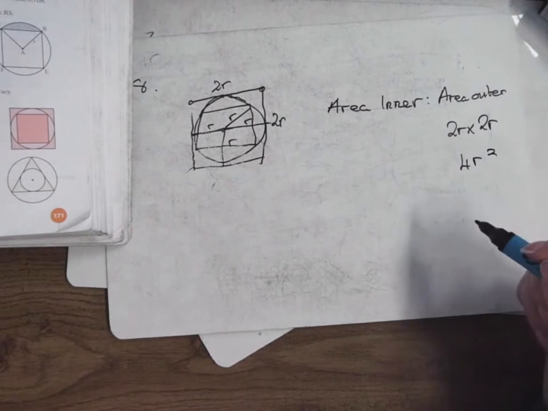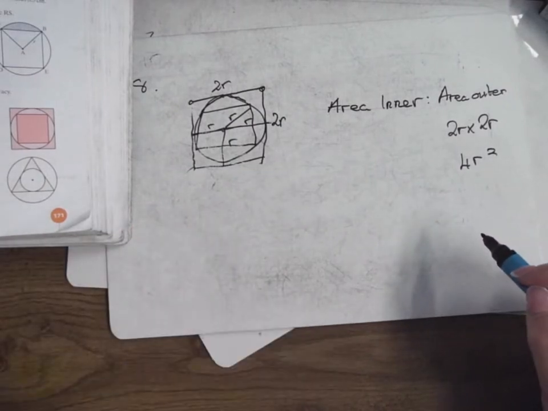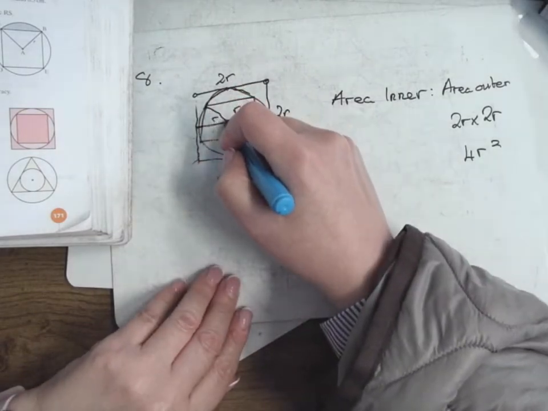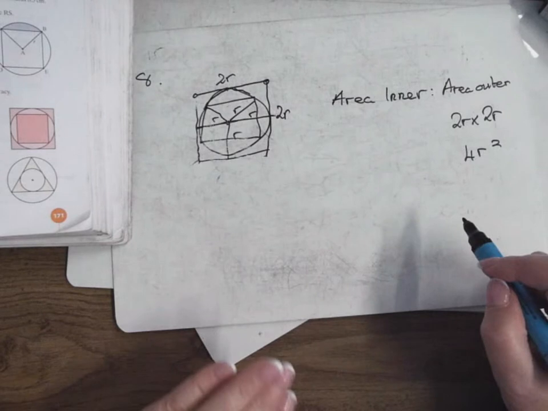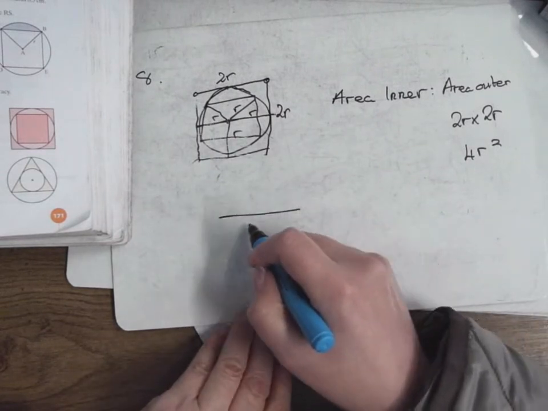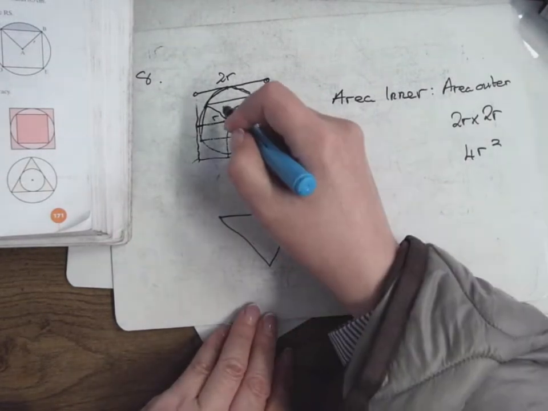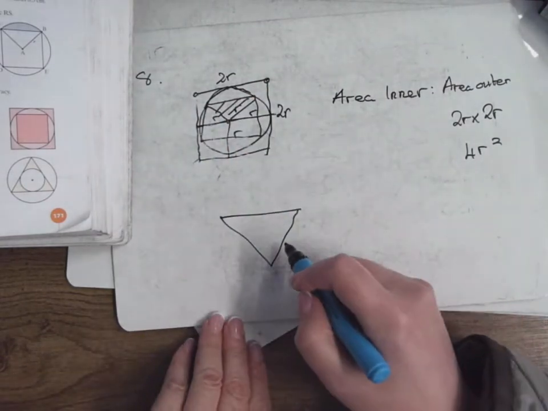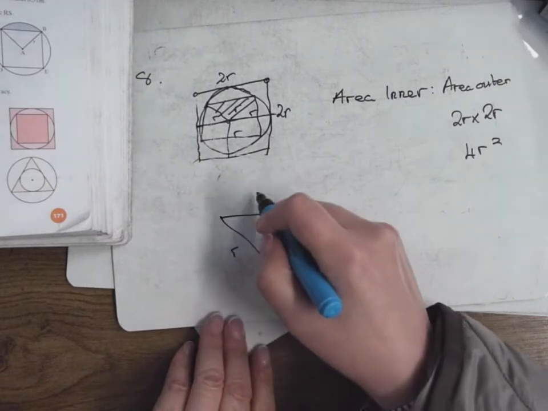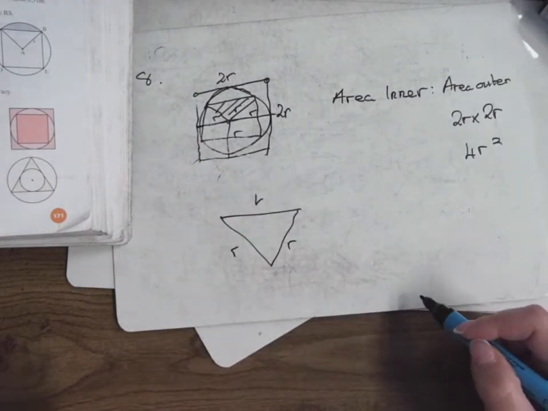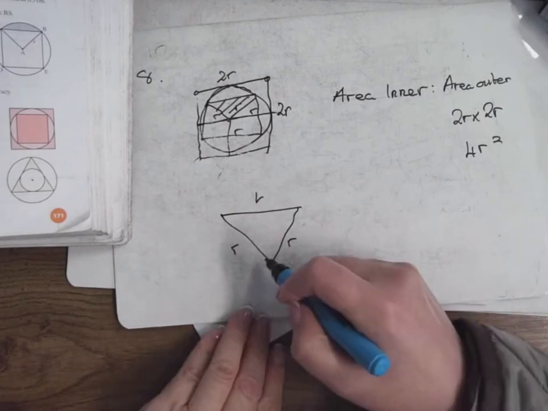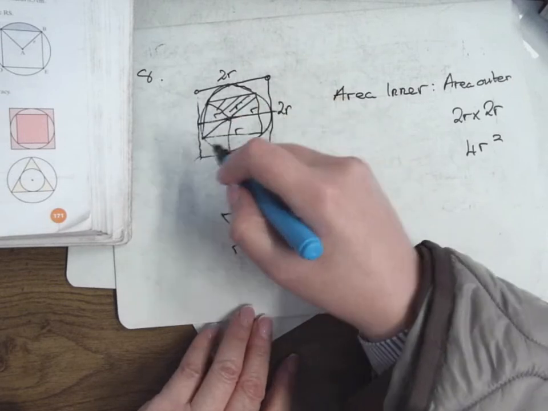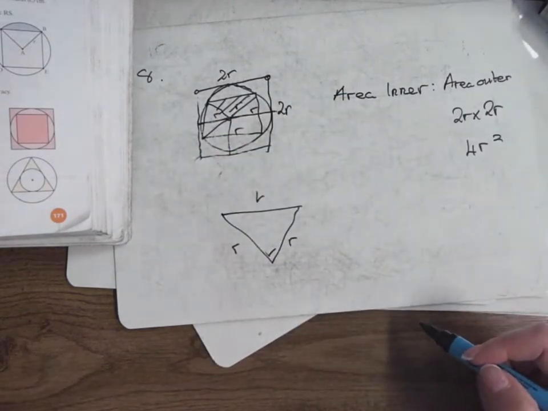The area of the inside square is a little bit more work. It's very similar to the question we just did a while ago. I'm just going to take this triangle and draw it down there. So this is r, this is r, this is L. What's the angle at the middle? That's a right angle, because these are the diagonals. So the diagonal of the square is 2r. Would you agree?